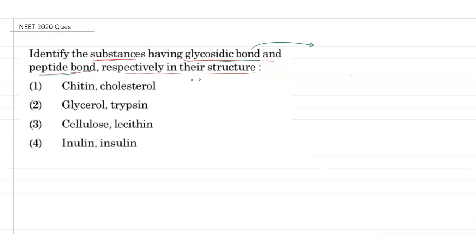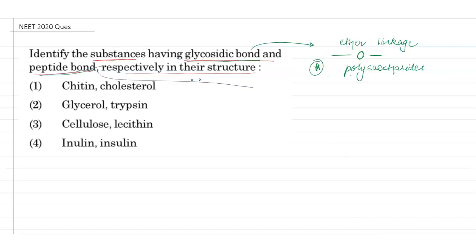Glycosidic bond is also called the ether linkage, and this here represents a glycosidic bond, and this is generally present in polysaccharides. Glycosidic bonds generally polysaccharides में पाई जाती है. Okay. The next one is peptide bond.